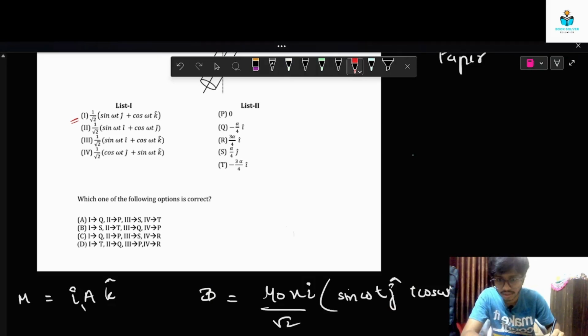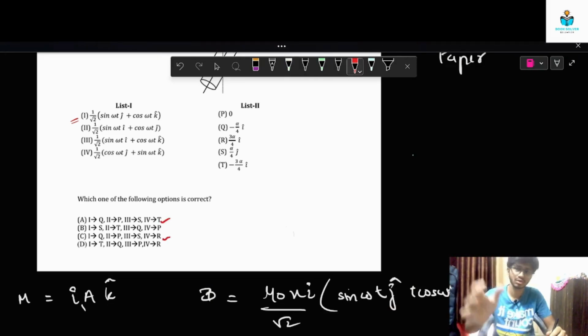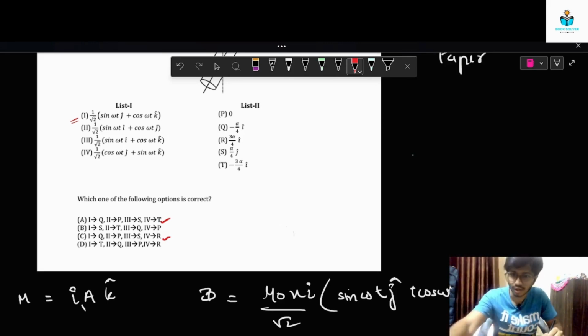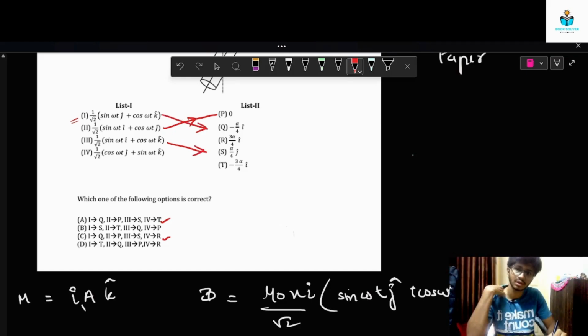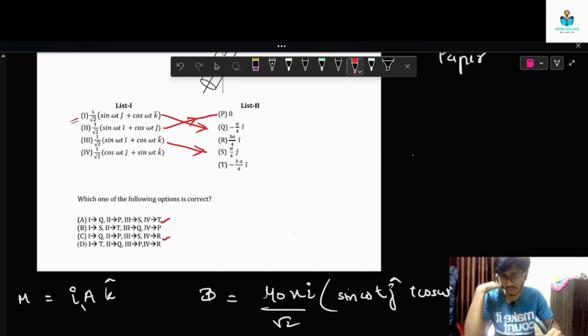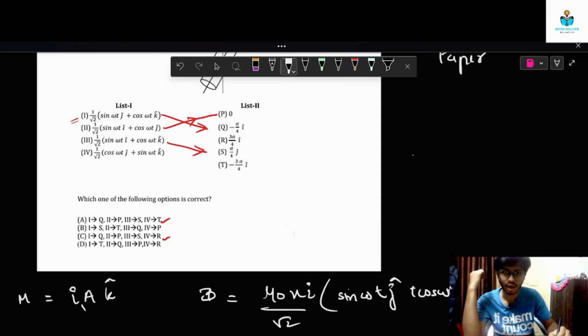So maybe this one is correct or this one. You can use the same approach, and by that same approach you will see that this one matches with this one, and this one matches with this one. All we have to do now is just convert sine to cos and cos to sine. It's the only difference between the first and the fourth one.